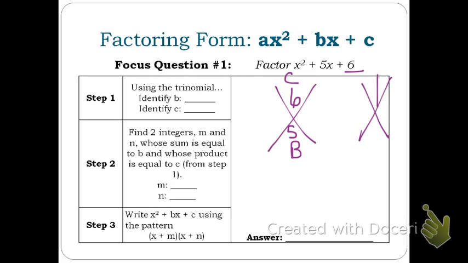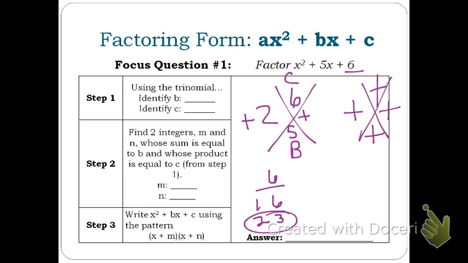Because we have a positive over a positive, we're expecting our numbers to both be positive. The factors of 6: 1 and 6, 2 and 3. If they're both positive numbers that equal B, that's the 2 and the 3. 2 plus 3 equals 5, but 2 times 3 equals 6. Your factored form would then be two sets of parentheses with the variable in the problem. Here we have x, so it's (x + 2)(x + 3).